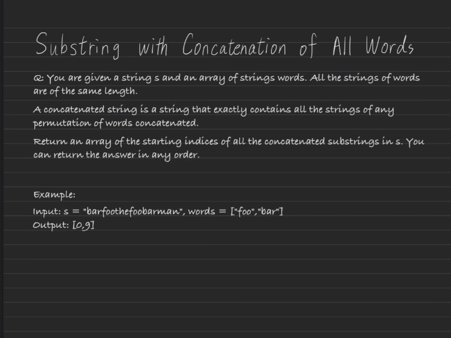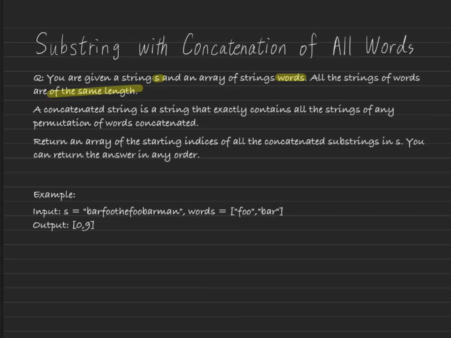Today's question is substring with concatenation of all words. The question is as follows. You're given a string S and an array of strings words. All the strings of words are of the same length. This is important here. A concatenated string is a string that exactly contains all the strings of any permutation of words concatenated. Return an array of the starting indices of all the concatenated substrings in S. You can return the answer in any order.